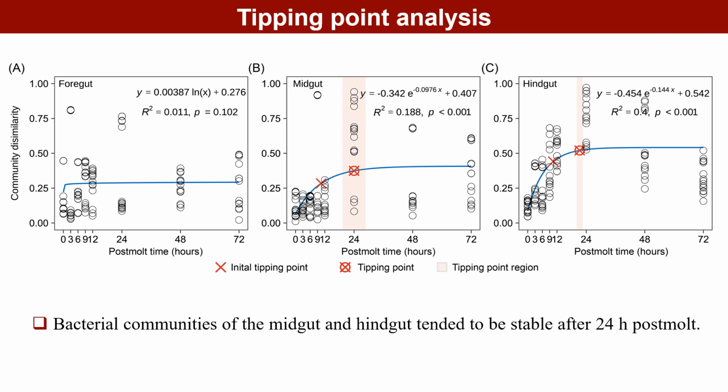Next, we conducted the tipping point analysis to determine whether and when the gut bacterial communities tended to be stable again. We found that there was no significant change in the foregut bacterial community throughout the postmolt period. However, the tipping points were found in the midgut, 24H, and hindgut, 21.3H, which suggests that the bacterial communities of the midgut and hindgut tended to be stable after 24 hours post-molt.